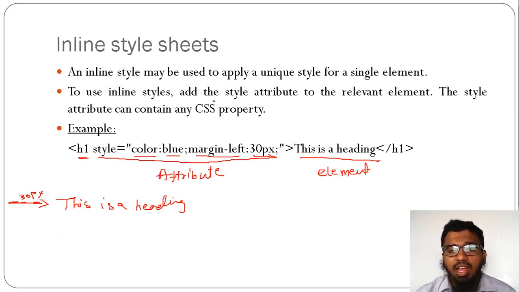To use inline style, add the style attribute to the relevant element. The style attribute can contain any CSS property. So what is a color? Color is a property, and blue is a value, and margin left is a property, 30px is a value. Okay, so this is inline. So if you want to give any unique style for a single element, you can give it like this.